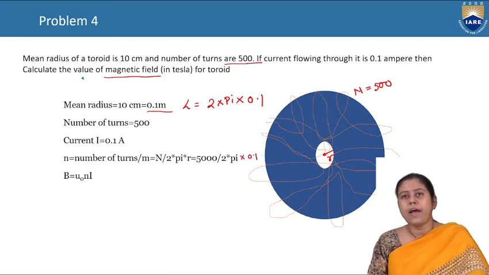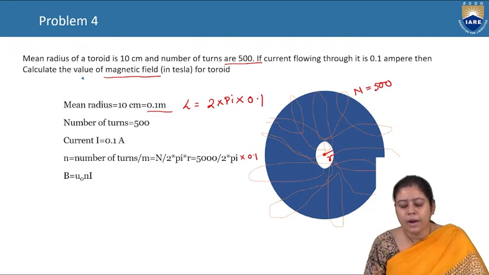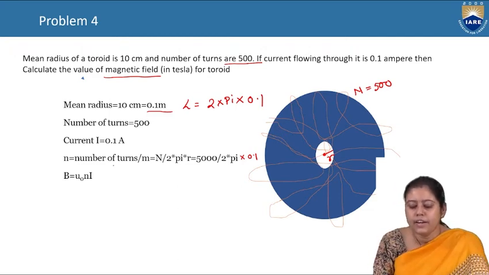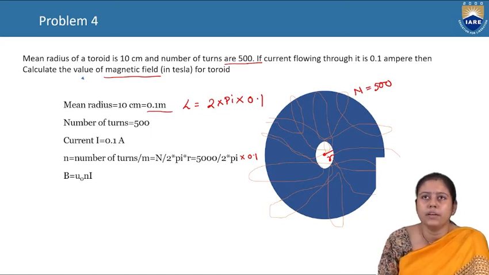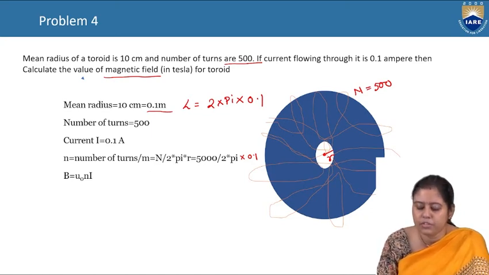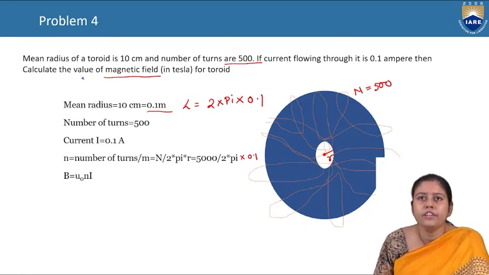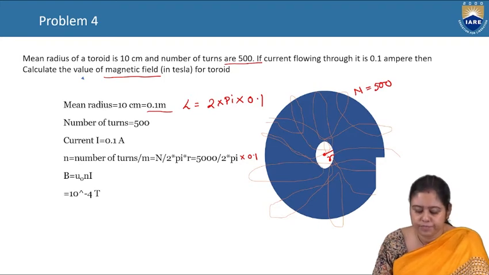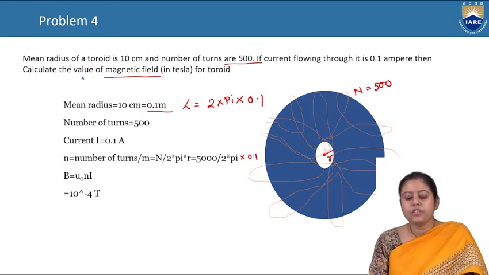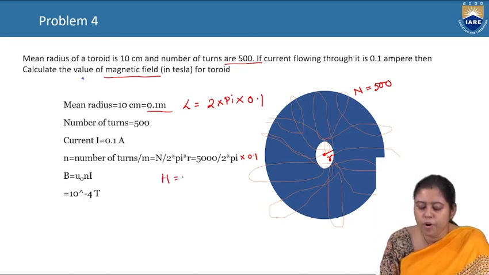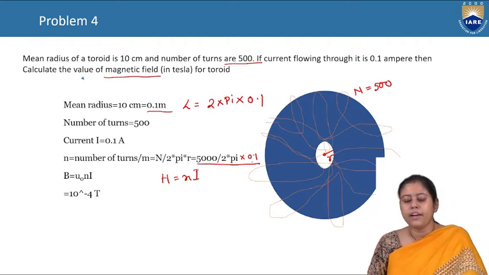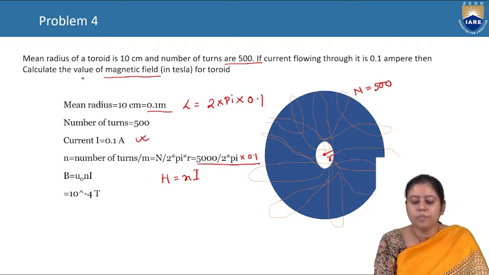So what is the value of the number of turns per meter? The number of turns per meter is equal to the total number of turns, given as 500, divided by 2 pi into 0.1. So if we put in the value, we know H is equal to small n into I. Small n we can calculate from here, and I is given as 0.1.